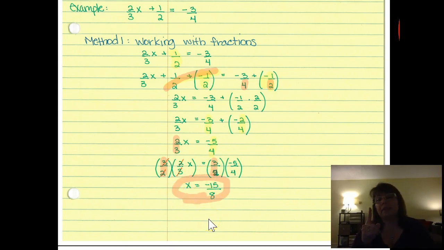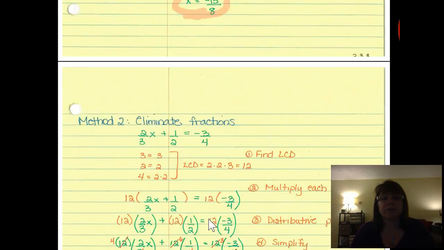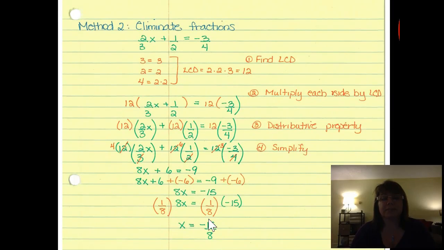That's one method. And a lot of people don't like working with fractions. They don't mind working with larger numbers, but they don't like working with fractions. So there's another way of solving the same exact problem, but the first thing we're going to do is eliminate the fractions. By doing that, the first thing I need to find is the LCD of all the terms.